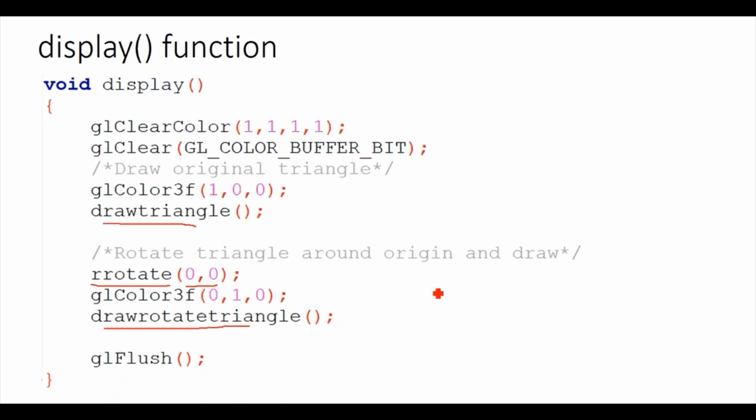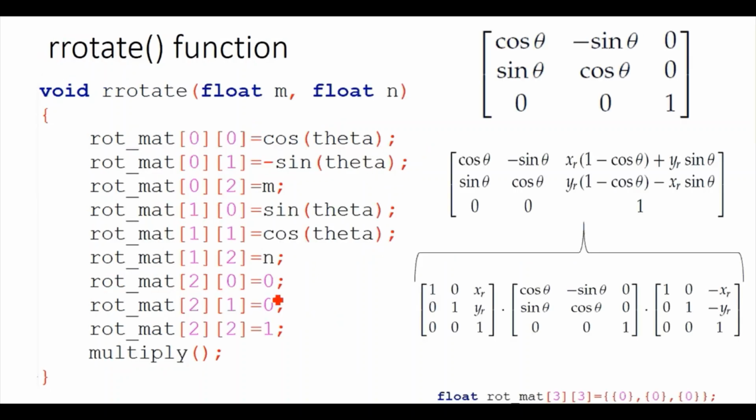So this is my rotate function. Rotate function takes two parameters, m and n. What are these m and n? If you see here, this is the matrix for rotation around origin, and this is the matrix for rotation around a fixed point, XR and YR being my fixed point, right? Now, this matrix is derived by negative translation and then rotation and then positive translation, correct?